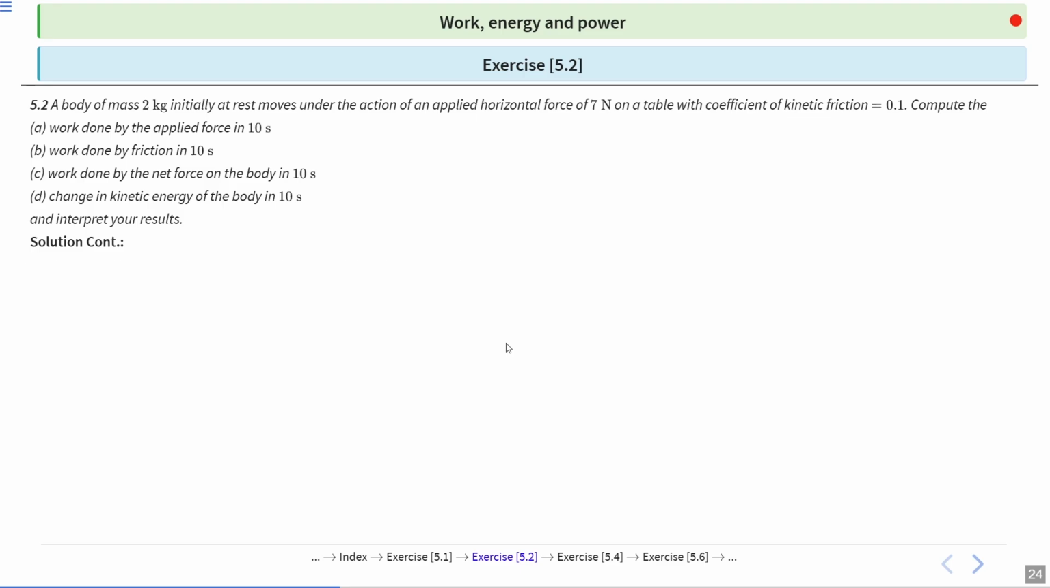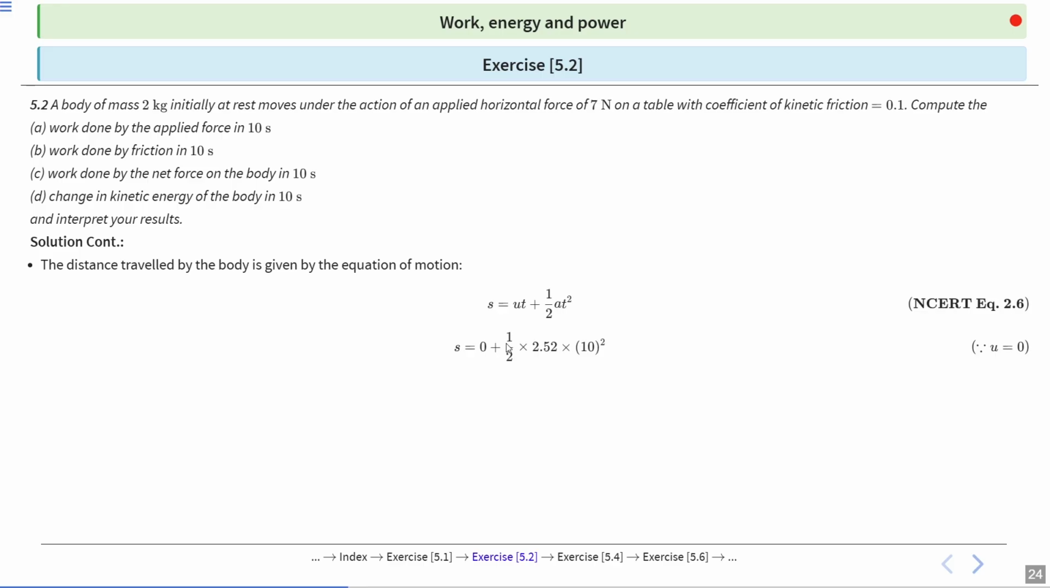Now the distance traveled by the body is given by the equation of motion. So S is equal to ut plus half at square. So S is equal to initial speed 0 plus 1 by 2 into acceleration 2.52 and time is 10 seconds, so square of 10. When we solve this, we get S is equal to 126 meter. Clear?